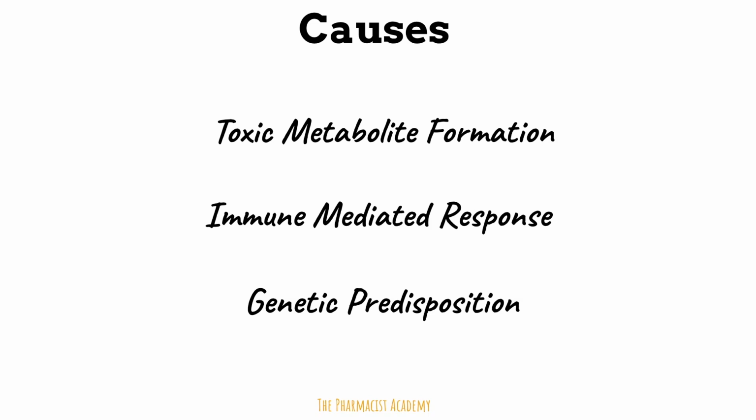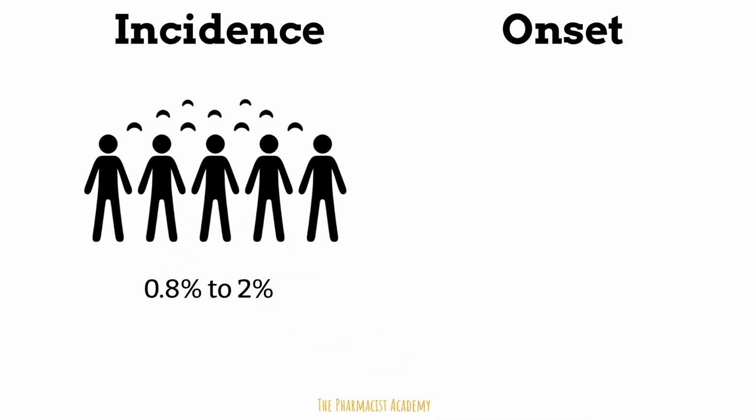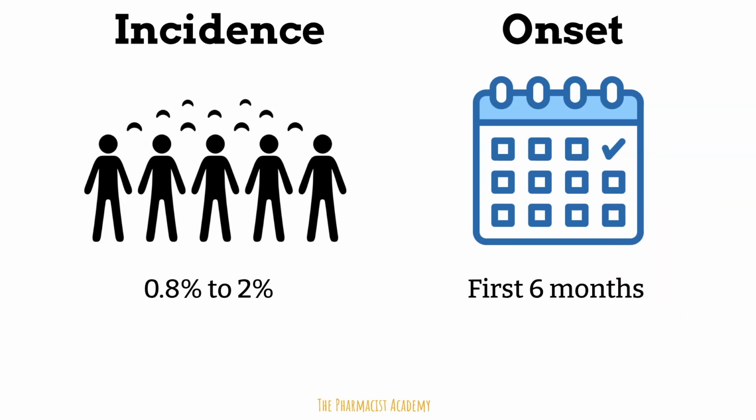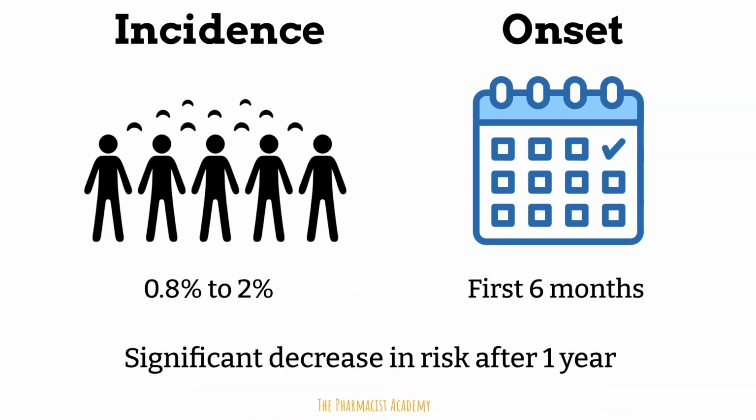of clozapine-induced agranulocytosis. The incidence of agranulocytosis in patients taking clozapine is between 0.8% to 2%. This is much higher than the general population's incidence of drug-induced agranulocytosis. Most cases develop within the first 6 months of treatment, particularly between weeks 6 and 18. After 1 year, the risk significantly decreases to levels comparable with other antipsychotic drugs. Nonetheless, monitoring protocols have been developed to mitigate the risk of agranulocytosis.